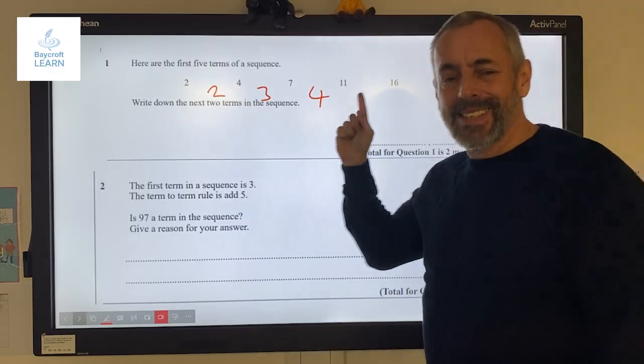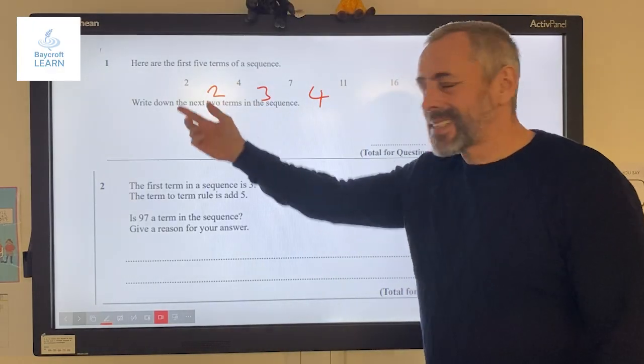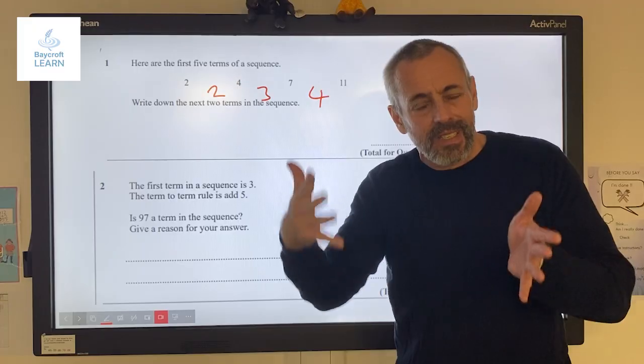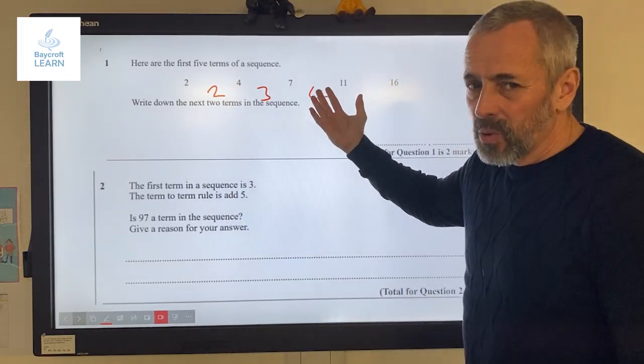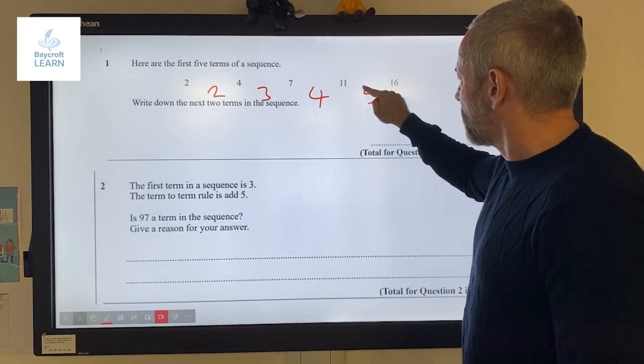So we can see there's a pattern, okay? We can see this is a sequence. It's just that the steps are different. So 2, 3, 4, we know what's coming next, don't we? The next one's going to be 5.